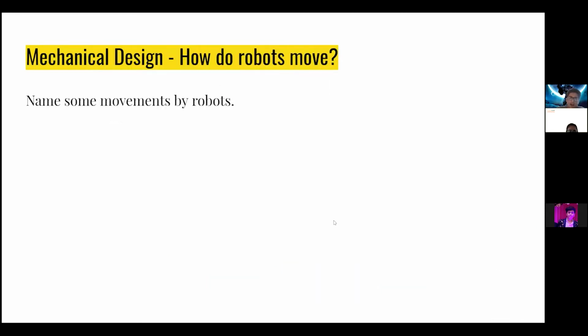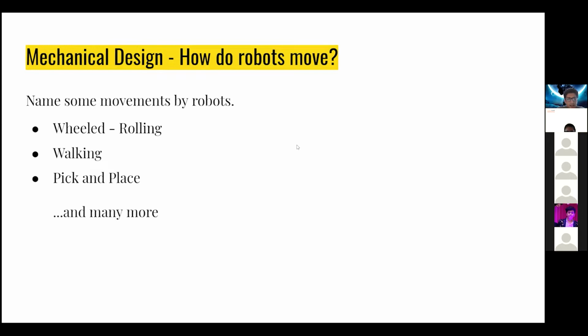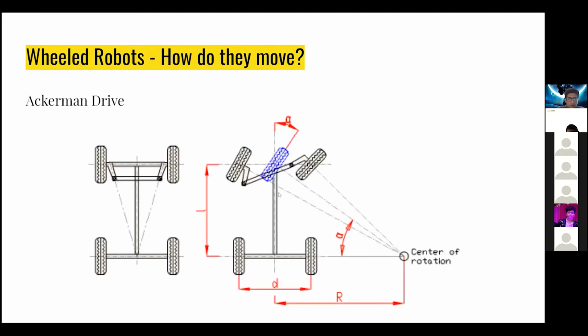Mechanical design, right? How do robots move? Wheeled, which are rolling motions. They're walking. They can do pick and place activities and many more, right? So the list is endless. They can do anything you can make them do, they will do for you, right? So let's get to, I think this section is all about wheeled robots. If you want me to go faster, please tell me so.